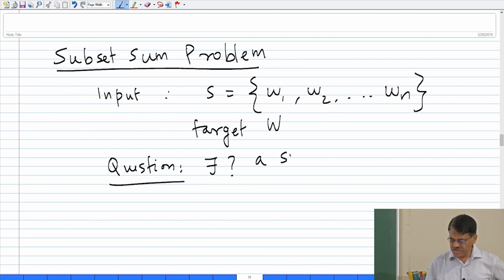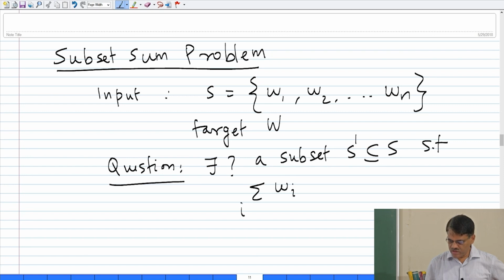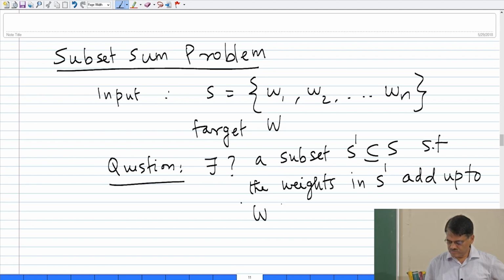does there exist a subset S prime such that the sum of the weights in S prime, no, this is not a correct mathematical notation, such that the weights in S prime add up to W. So, the knapsack version is a slightly relaxed version. I mean, so this is asked.